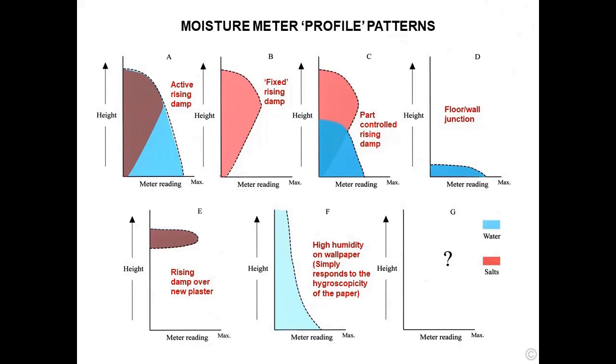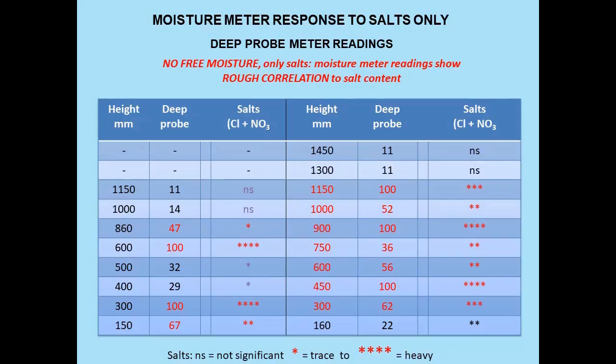So these are some moisture meter profile patterns. And here are some moisture meter responses to salts only. Deep probe readings. We can see the deep probe reading, and we've just put them as a star pattern, the level of salts, chloride and nitrate, two profiles. And the high readings are given in red. But if we look at this pattern here, you can see in broad terms, the higher the moisture meter reading from the deep probe, the more salts are available.